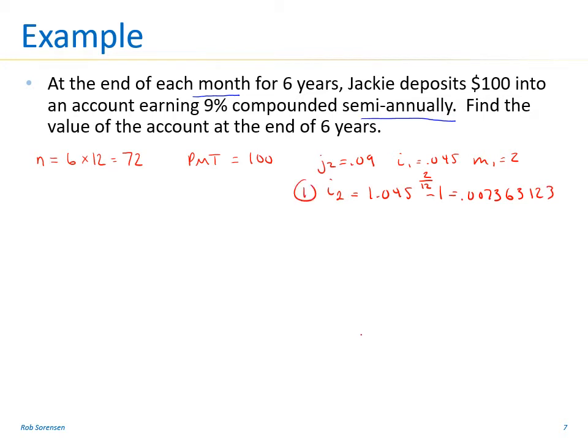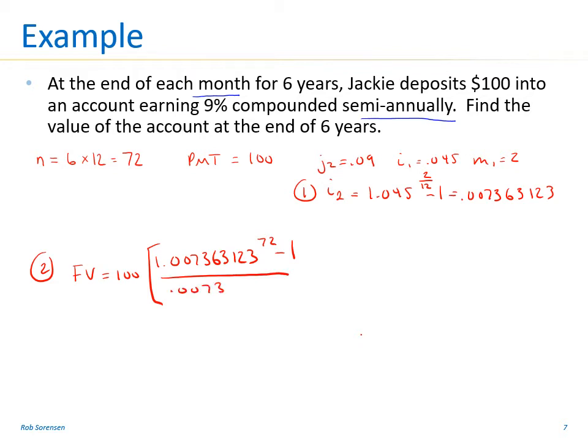There's my conversion. Now let's go ahead and solve the annuity. Future value is 100 times 1.007363123 to the power of 72, take away 1, divided by 0.007363123. I'd be thinking that's a lot of decimals. Do we really need them all? We really do, because if we were to round this even a little bit, it's going to get raised to the power of 72. That's going to introduce a lot of rounding errors. So keep all your decimals.